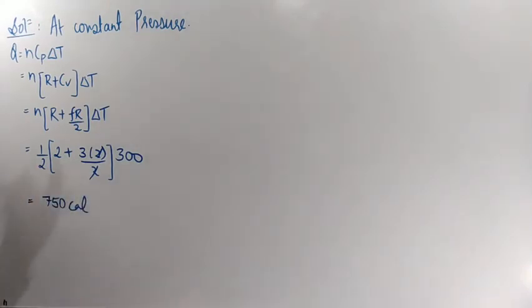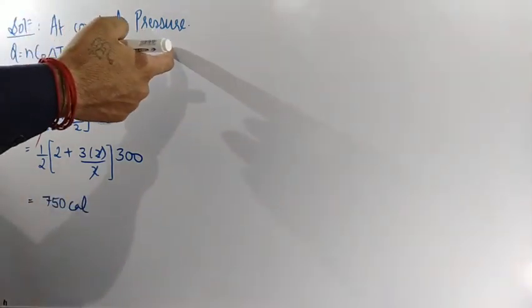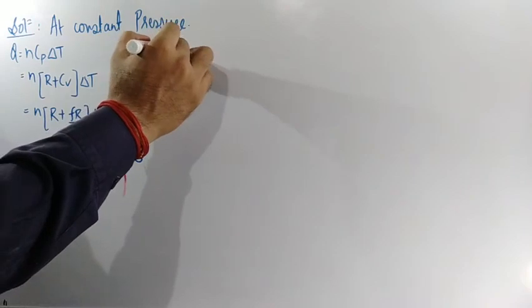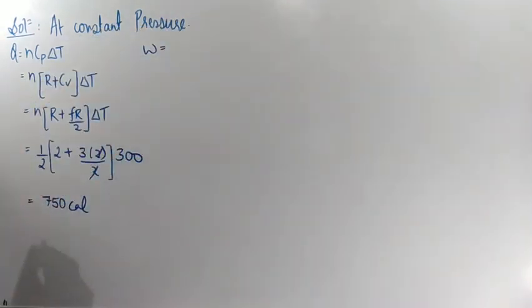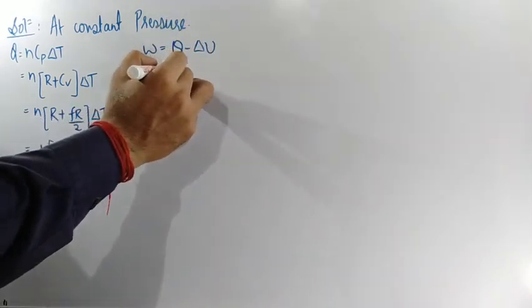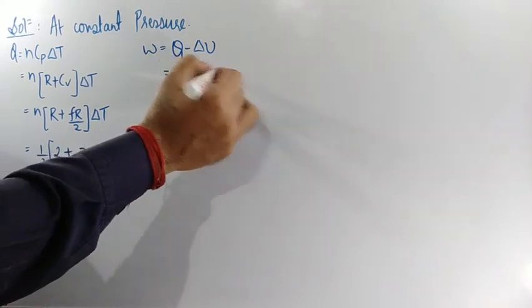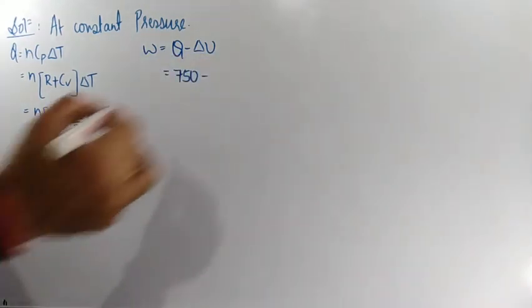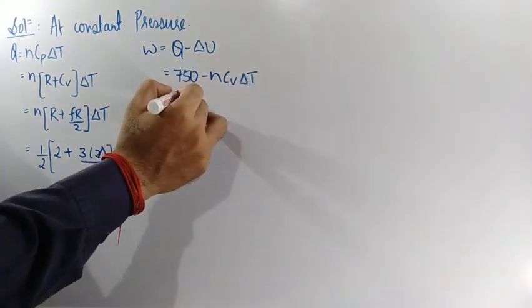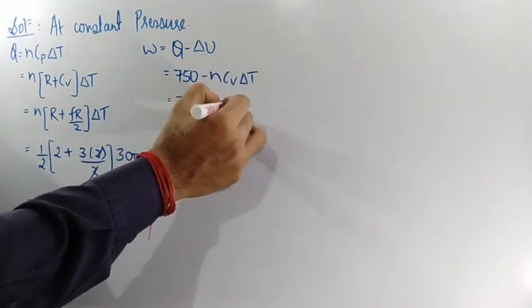Clear? Next, at constant pressure only, you have to calculate the work done value. Work done is nothing but Q minus delta U. Correct? Q minus delta U. So Q value, 750, you already got. Substitute here. Delta U is nothing but n Cv delta T.